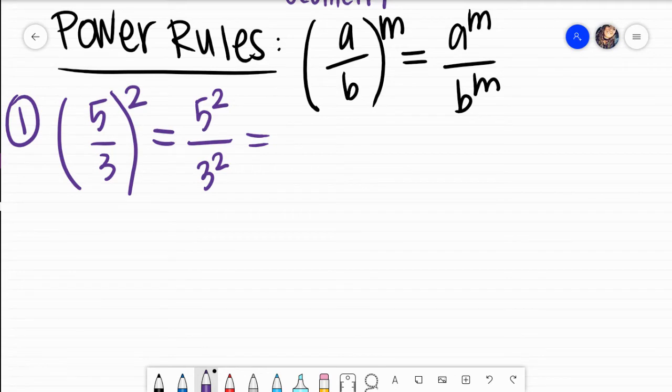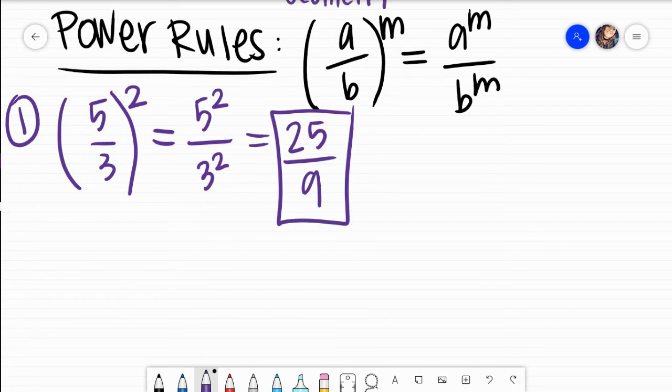If you have 5 squared, y'all, that's 5 times 5, right? 5 times 5 would be 25. They're both positive, so my product would be positive. And then in that denominator, we have 3 squared. Well, 3 squared is 3 times 3, which would be 9.